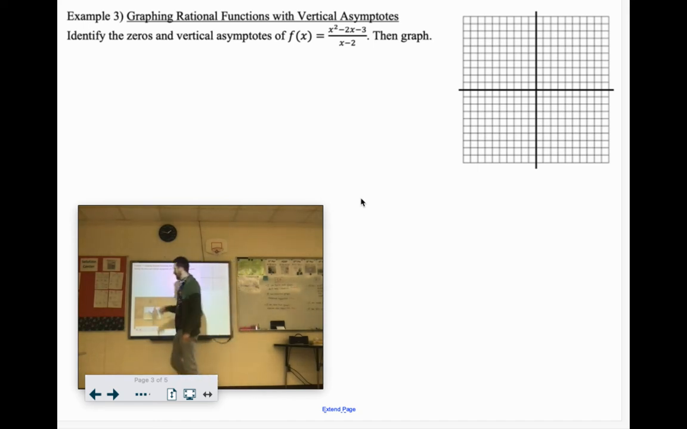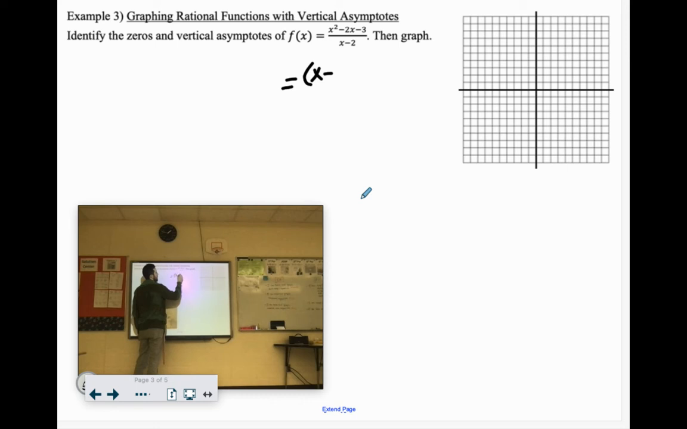You gotta factor it. So what factors of 3 are 2 apart? It would be 3 and 1. So to make them add up to -2, it'd have to be x minus 3 times x plus 1 over the x minus 2. Okay.